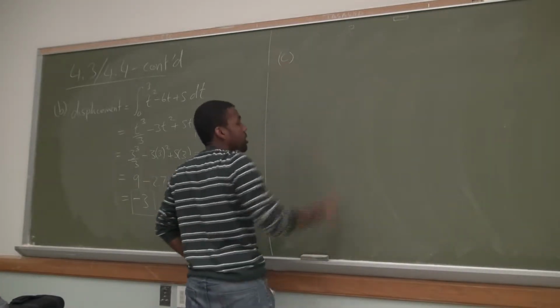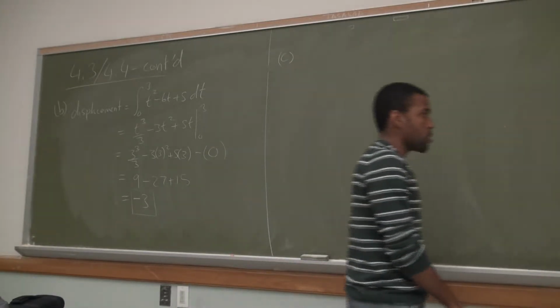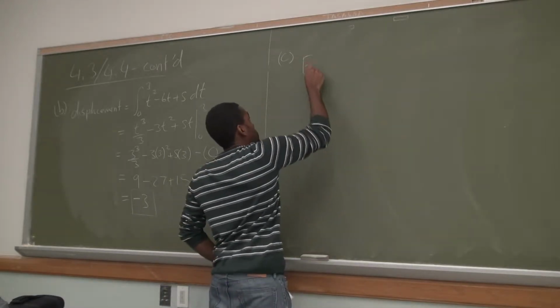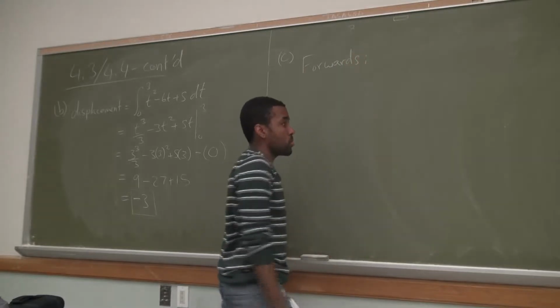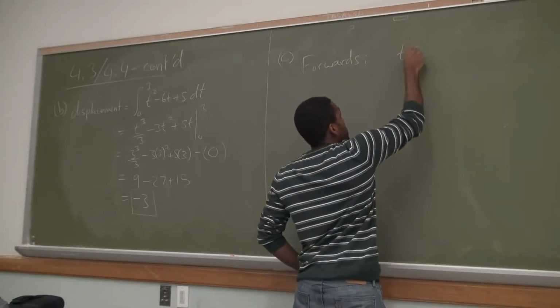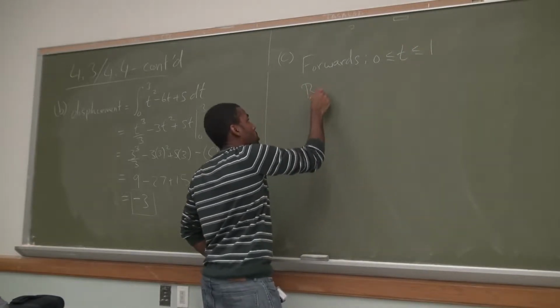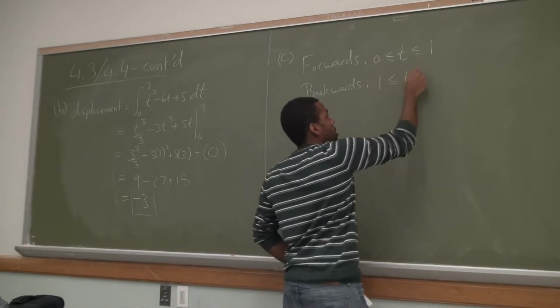C. For t from 0 to 5, when is the particle moving forwards? We're going to compute that to do the first part. So it's moving forwards for t goes from 0 to 1. It's moving backwards for t goes from 1 to 5.